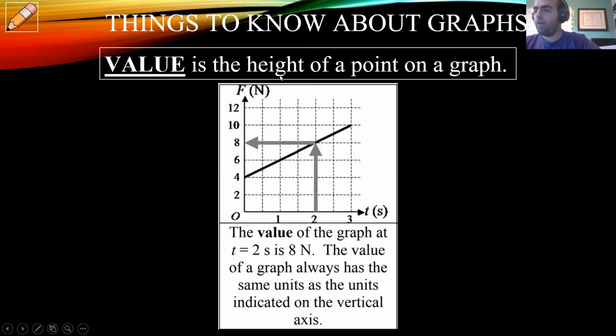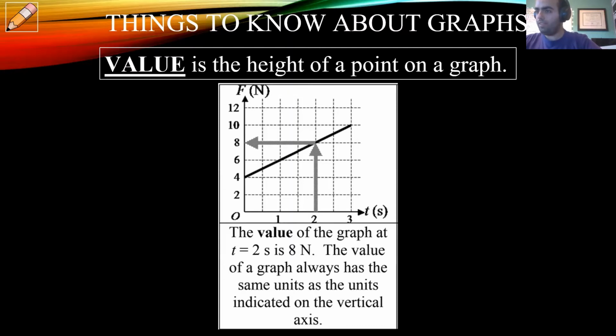And this is an example of a graph that you might see in a physics class. This is showing you a graph of force versus time. The force is plotted in a unit called newtons, and the time is plotted in seconds. The solid black line is the graph. For the value of the graph at t equals 2 seconds, you go up from t equals 2, you hit your graph, and then you go over to the vertical axis to find the height of the graph at t equals 2. That corresponds to 8. And then the units on this axis are newtons.